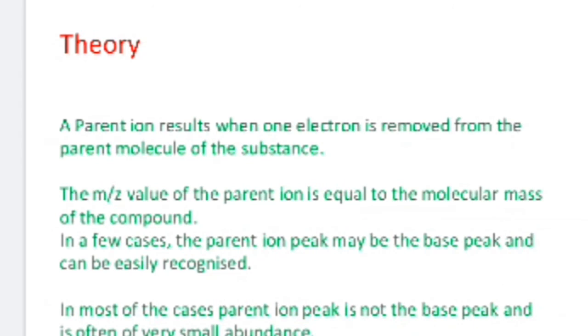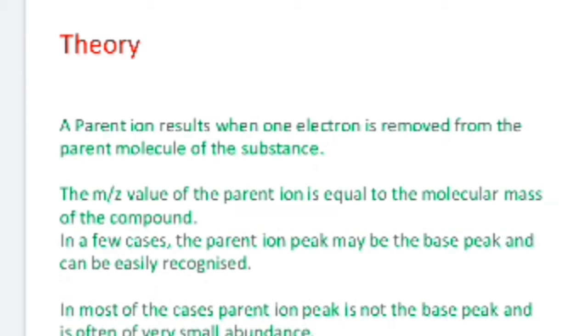The theory of mass spectra. A parent ion results when one electron is removed from the parent molecule of the substance. When does the parent ion form? If an electron is removed from the parent molecule of the compound, then the parent ion is formed.